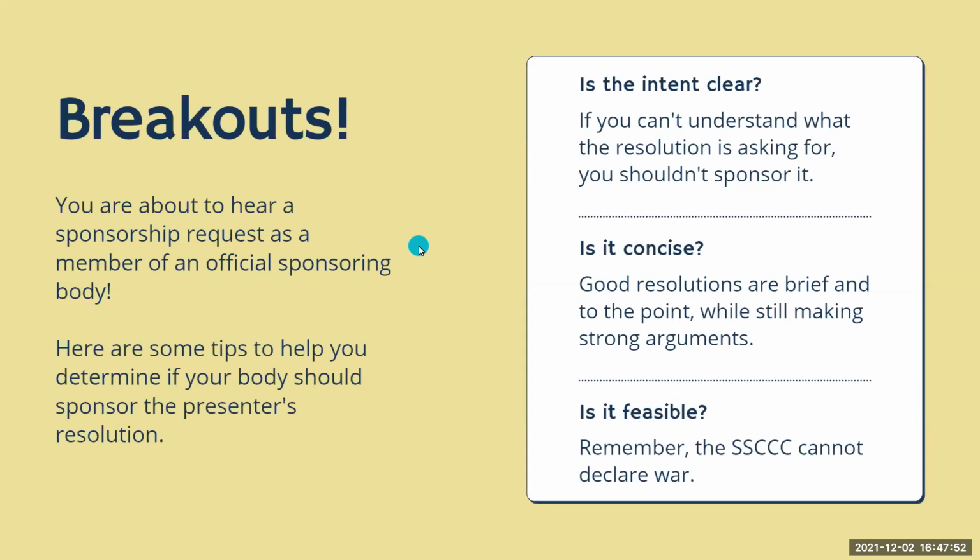So you are all about to hear a sponsorship request as a member of an official sponsoring body. The presenters in these breakouts are going to indicate what body you are part of, whether it's the board of directors, region, caucus, or an SBA, since those are the four bodies that can sponsor resolutions. They're going to present a resolution they've written and see if you as a body are going to vote to approve it.